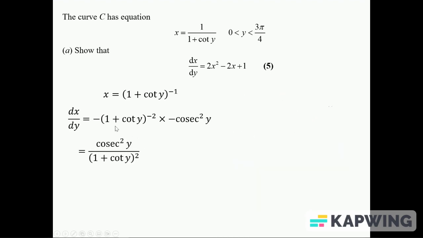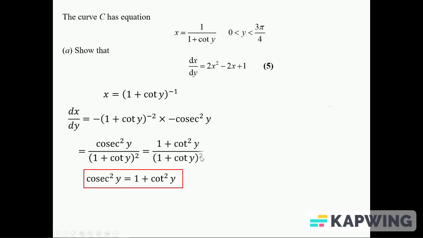Then I can write this as a fraction. The minuses will cancel, so I've got (1 plus cot y) squared on the bottom and cosec squared on the top. But I've got to get into this form with x's. So what I'm going to do is use cosec squared is 1 plus cot squared on the top, and then I'll be able to get it in terms of x using this.